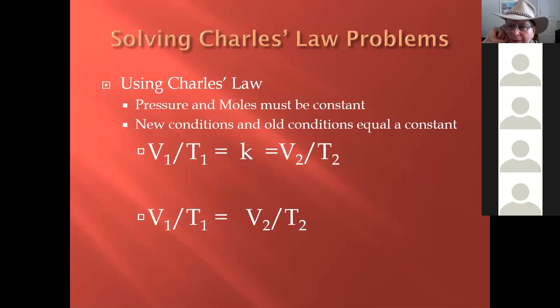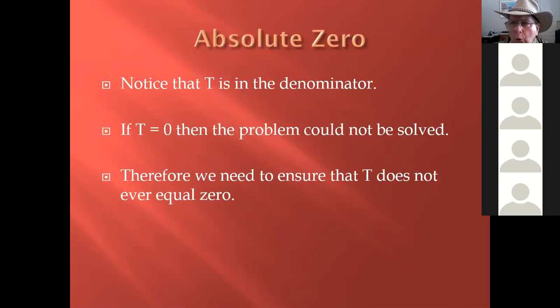Do we have a possibility of having a 0 degree centigrade temperature? Is that possible? Yes. So therefore, in Charles' law, we have to change the temperature to degrees Kelvin so that we do not have this particular problem. We need to ensure that we're dealing with degrees Kelvin.